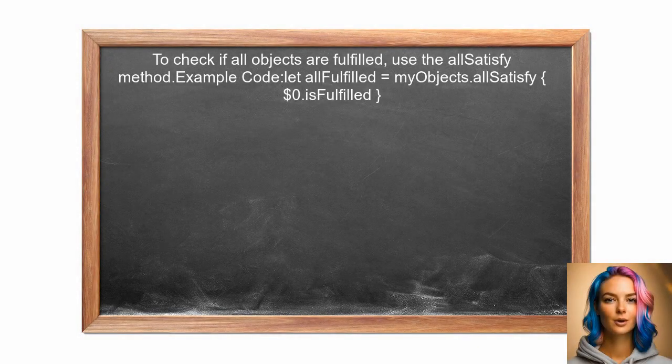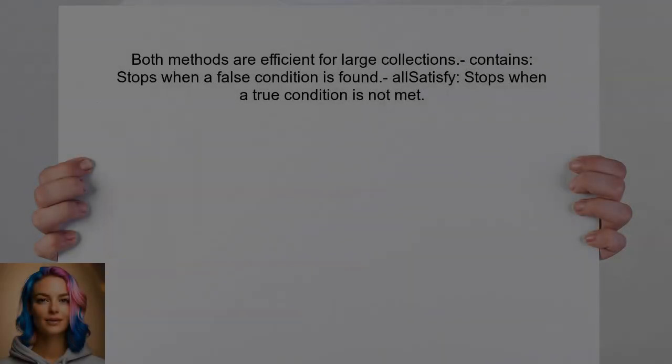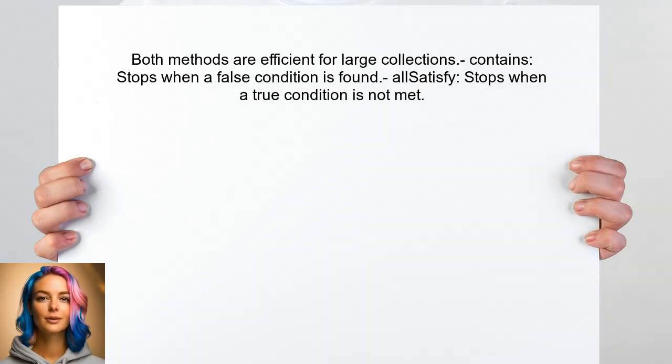If the user wants to check if all objects are fulfilled, they can use the allSatisfy method. This method will also short-circuit when it finds an object that does not meet the condition. Both contains and allSatisfy methods are efficient for large collections, as they stop processing as soon as the condition is met. This is similar to the any method in C#.